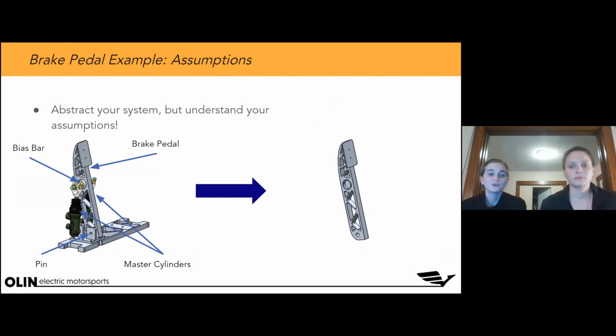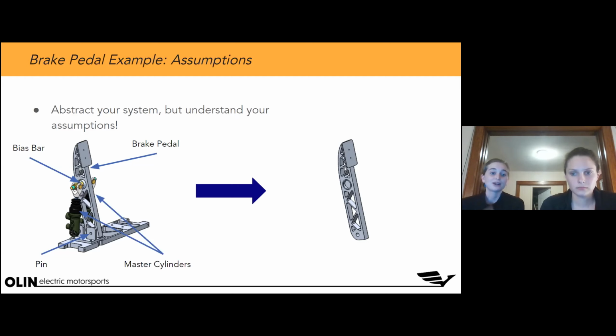So like Aurora was saying, you want to abstract your system, and we're not gonna lie, this is the hardest part of modeling, of performing analysis, because it's really hard to know what assumptions you can make and what you can't make. But for example, we're gonna follow along with this brake pedal, and we see the system. The brake pedal is attached to those two master cylinders, and there's some sort of bias bar that's a press fit into the brake pedal, and it's pivoting on that pin joint.